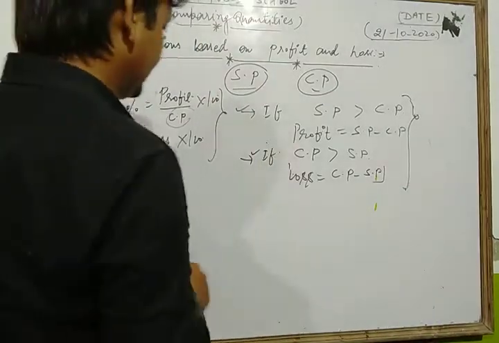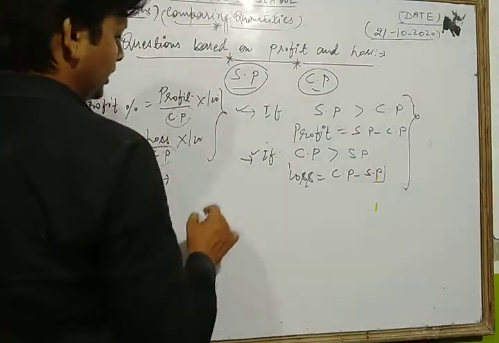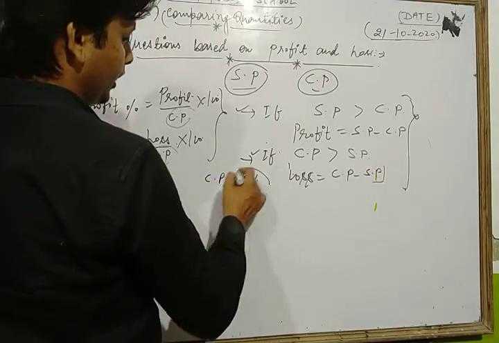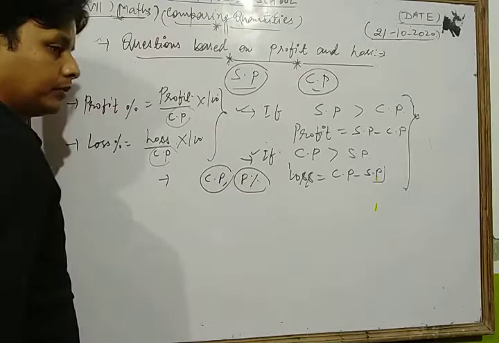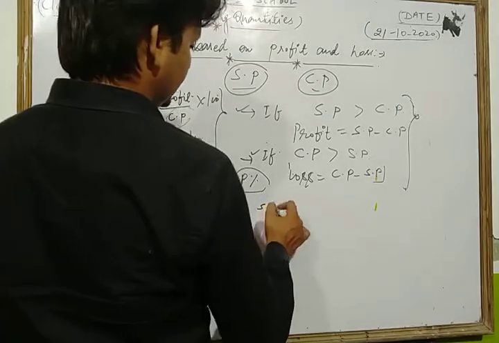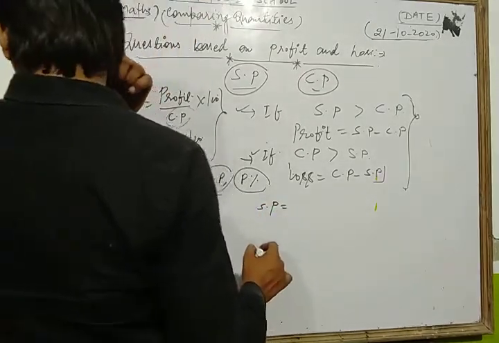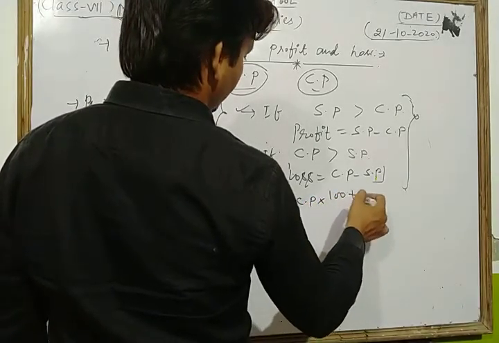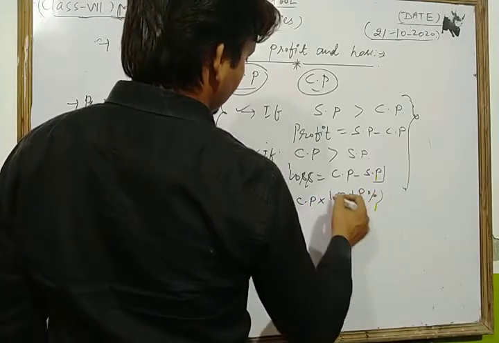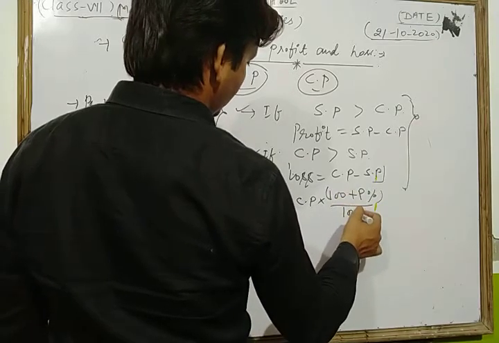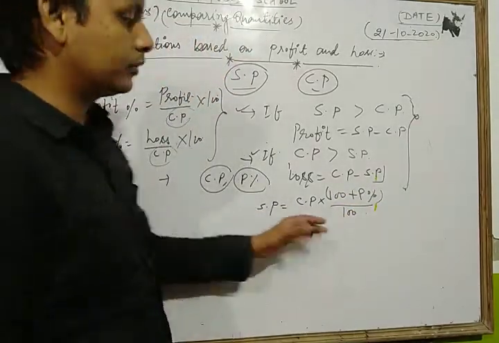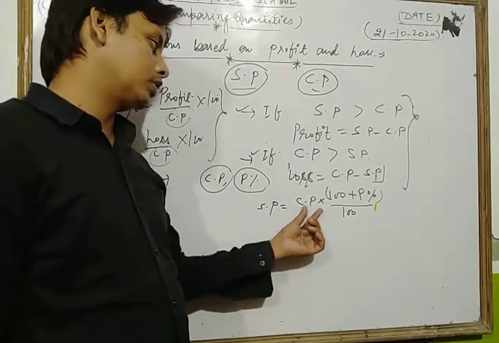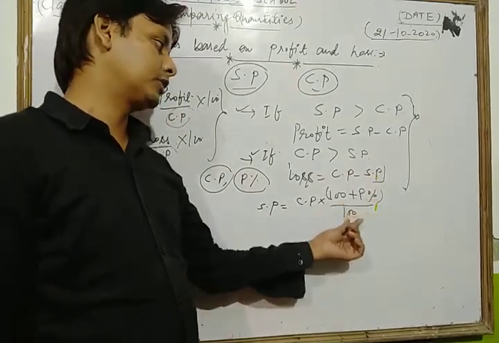Now look, we take some other formula. Dear students, if cost price is given and profit percent is given, then what is the formula for the selling price? The formula for the selling price of an object is equal to cost price into 100 plus profit percent upon 100. This is one of the most important formulas of that chapter.